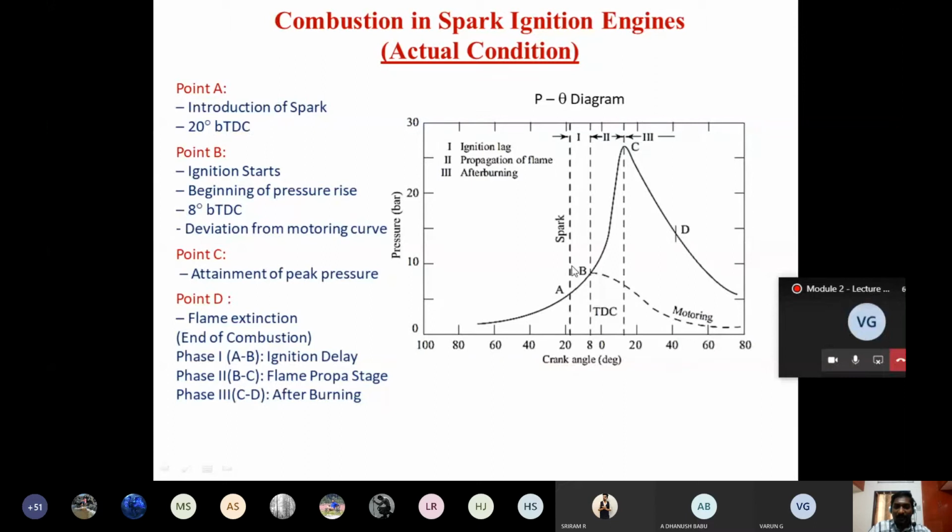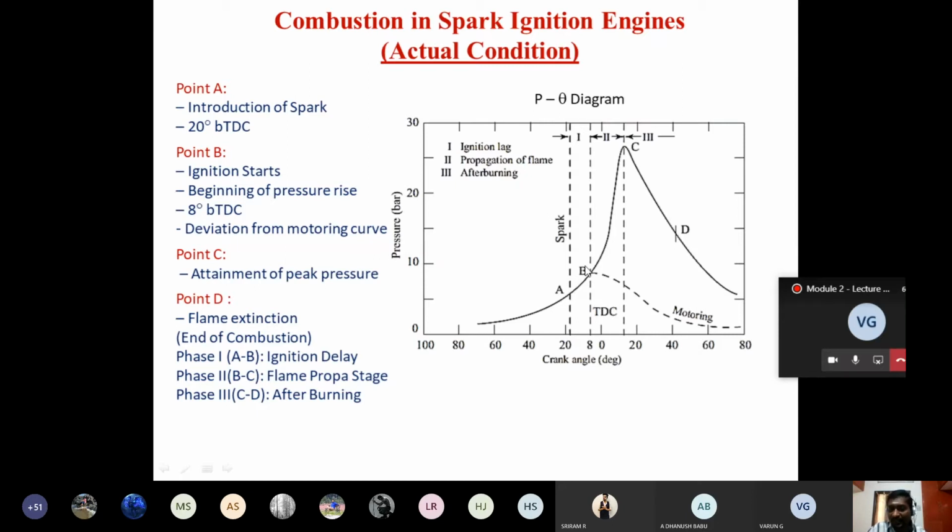Okay. So at point B, the actual ignition starts, the flame front is formed, and this is the point at which you can see the sudden surge in pressure, right? The maximum cylinder pressure rise you can observe only from point B, right? From here you can observe. And remember, this increase in pressure starts before TDC. Here in this diagram it is represented 8 degrees crank angle before TDC, right?